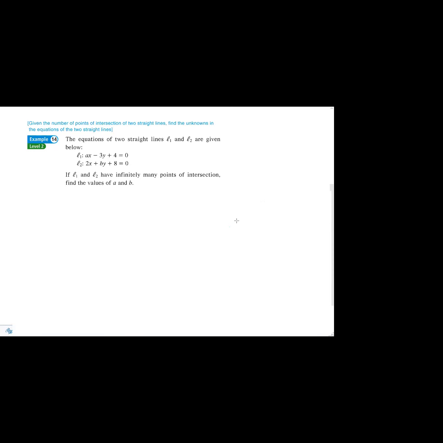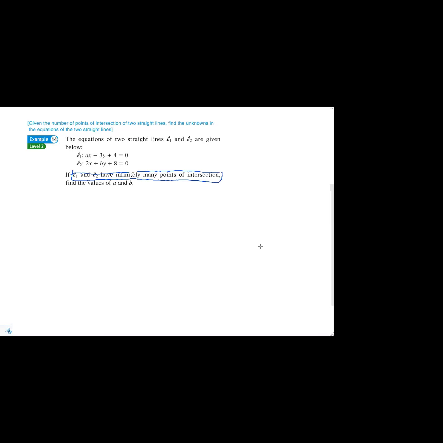Okay, so the equations of the two straight lines L1 and L2 are given below. Okay, so L1 is like this, L2 is like this. And so you can see that there are two unknowns. A and B are the unknowns that we are going to find. And then the question gives us that L1 and L2 have infinitely many points of intersection. So this is the information given by the question.